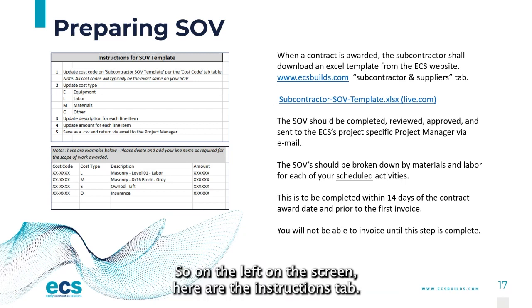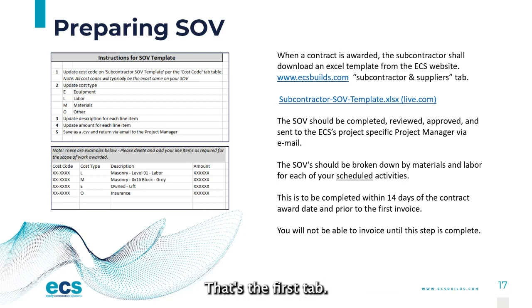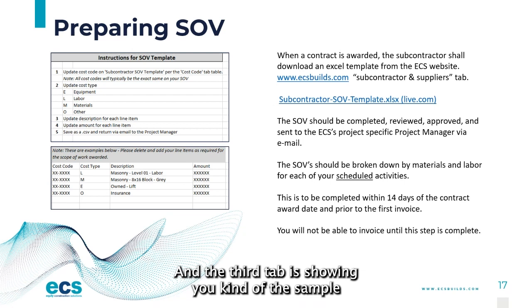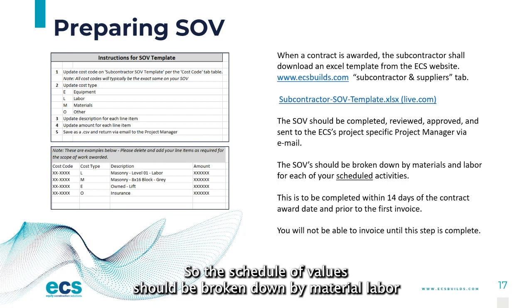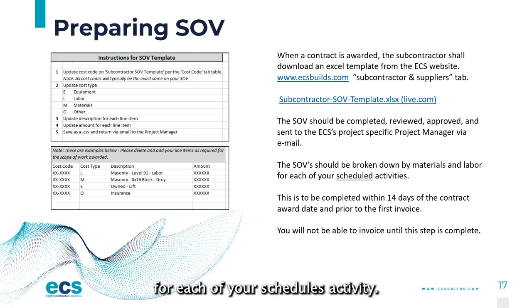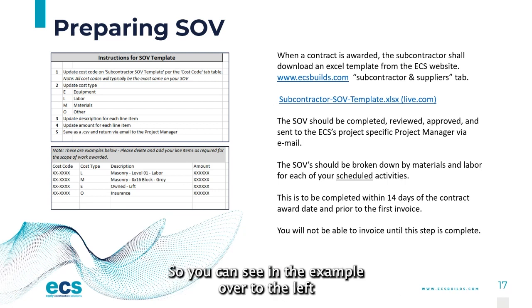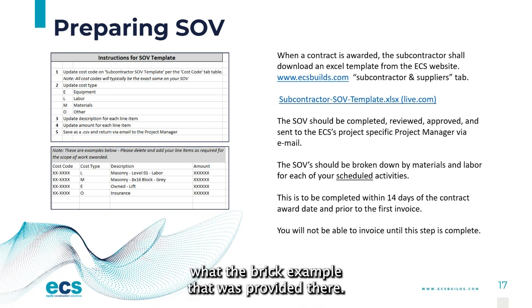So on the left of the screen here is the instruction tab, that's the first tab. The third tab shows you the sample SOV template that has been started for you. The other tab is the cost codes. The schedule of values should be broken down by material and labor for each of your schedule's activities. You can see that in the brick example provided on the left.